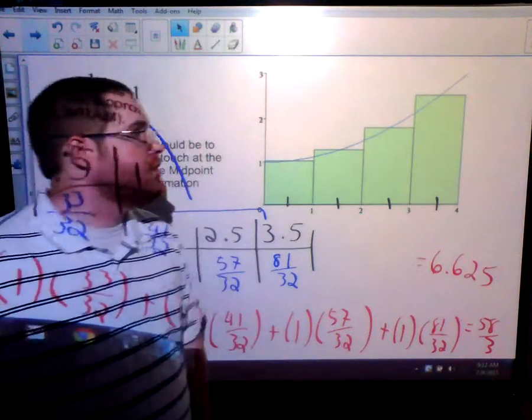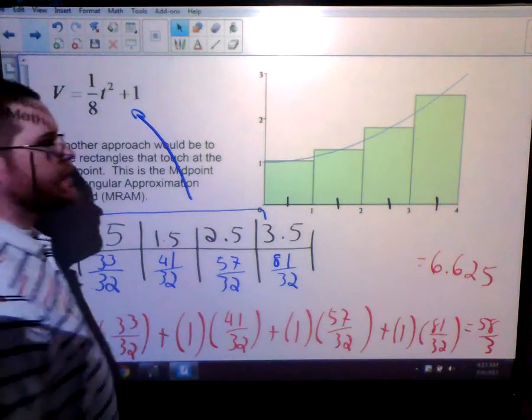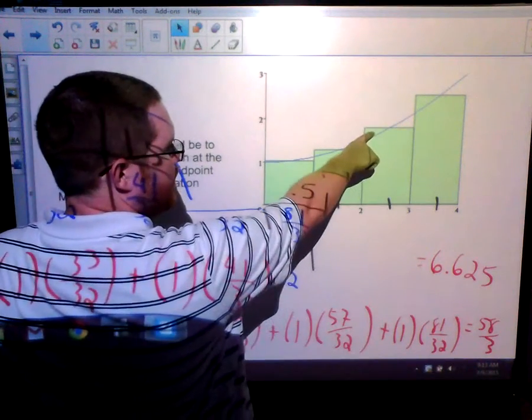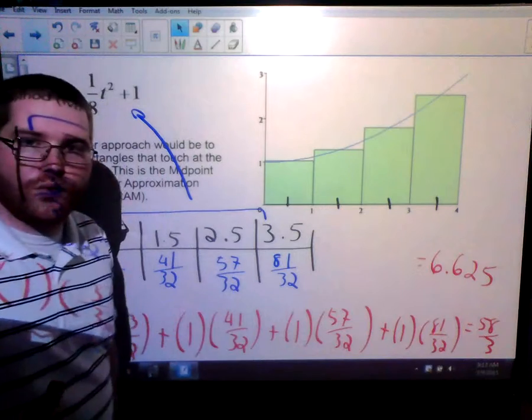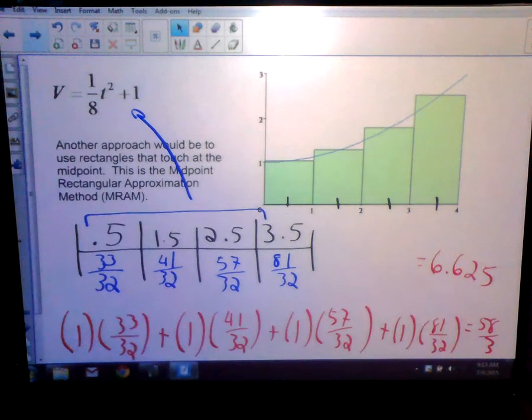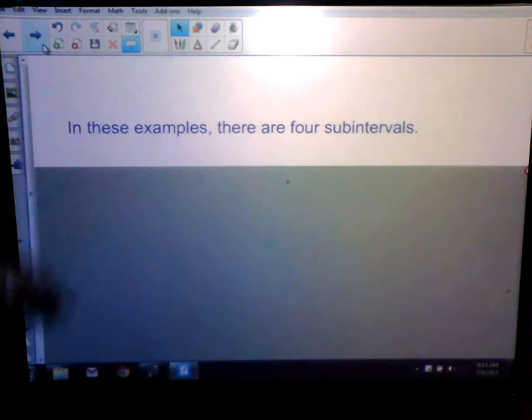That's probably a better estimation. I don't know whether it's an underestimation or an overestimation because you can see that's over but that's under, so I'm not sure. Okay? MRAM, we don't use it very often, but it's the most accurate. The reason we don't use it is because it takes a lot more mathematics, a lot more arithmetic. So why do we want to use more arithmetic to guess?